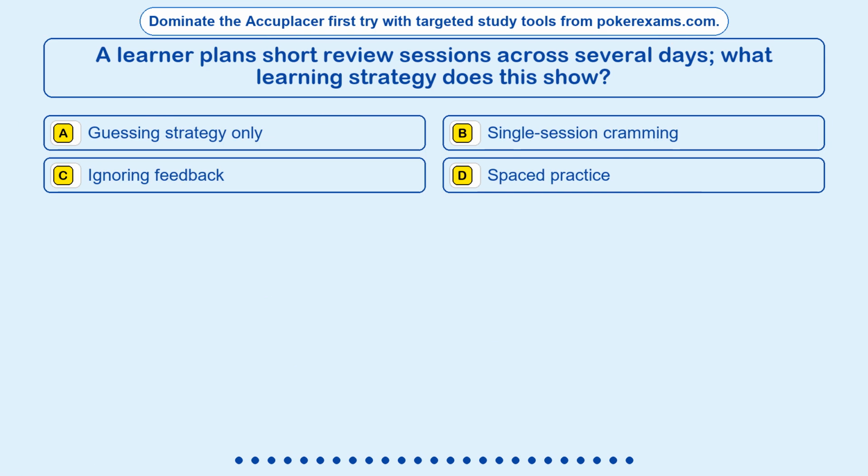Question 25. A learner plans short review sessions across several days. What learning strategy does this show? Option A, guessing strategy only. Option B, single session cramming. Option C, ignoring feedback. Option D, spaced practice.